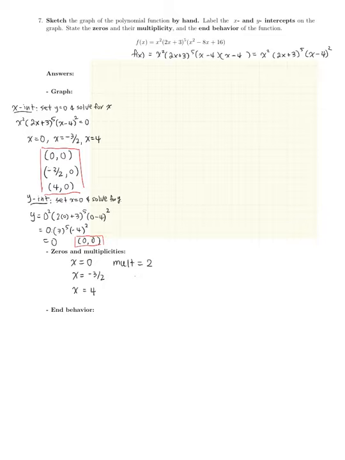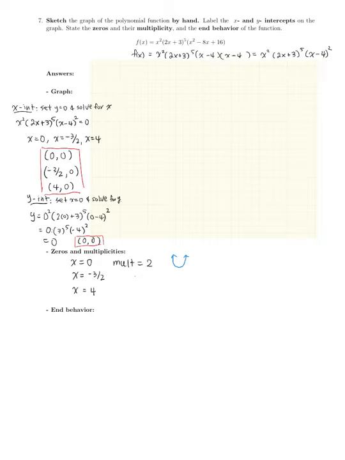Multiplicity is 2. So that means what? Your graph's going to behave like a parabola. So keep that in mind. So your graph is going to bounce back like this at x equals 0. All right, now let's go with x equals negative 3 over 2.